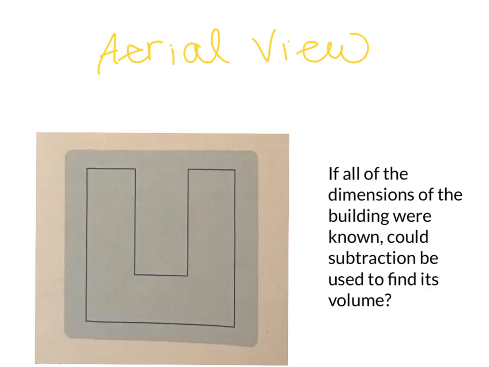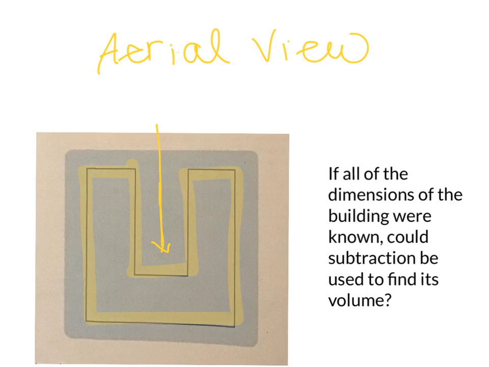All right, let's look at something else and talk about volume. Looking at this building, we're looking at it from an aerial view, meaning you are above it and looking straight down. This is the top of a building, and it looks like this, right? This is the outline of the building. The question to you is, if all of the dimensions of the building were known, could subtraction be used to find its volume? How would I find the volume? Because if you notice right here, this piece is not there. It is not part of it, right?